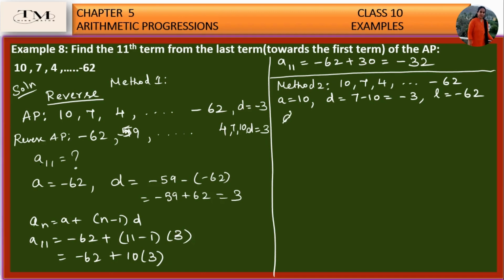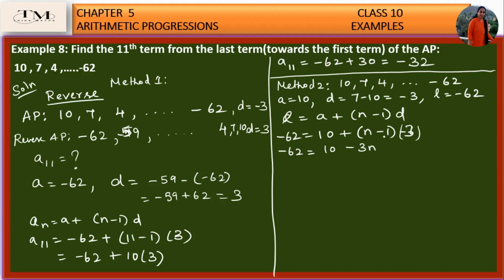So we know L is equal to A plus N minus 1 into D. What is A? It is 10. 10 plus N minus 1 into D, which is minus 3. And L is equal to minus 62. So minus 62 equal to 10 plus, you will not get plus here, because plus into minus is minus. So minus 3n, plus into minus is minus, minus into minus is plus. So plus 3. So minus 62 equal to 10 plus 3, it is 13 minus 3n.